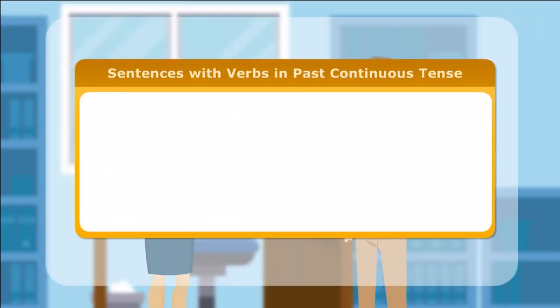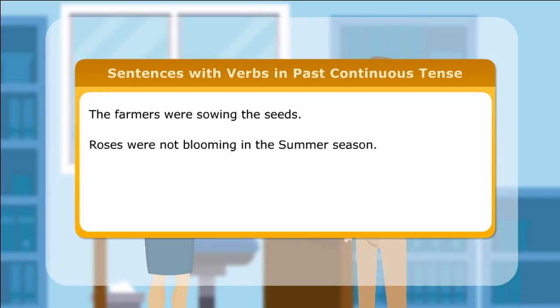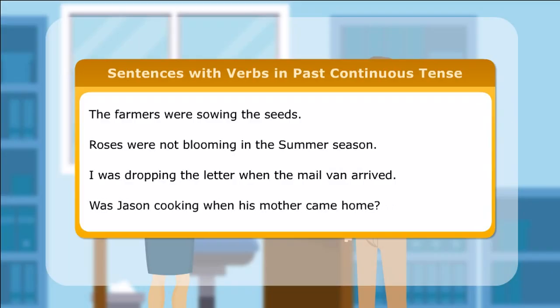Here are few more examples of sentences with verbs in past continuous tense. The farmers were sowing the seeds. Roses were not blooming in the summer season. I was dropping the letter when the mail van arrived. Was Jason cooking when his mother came home?